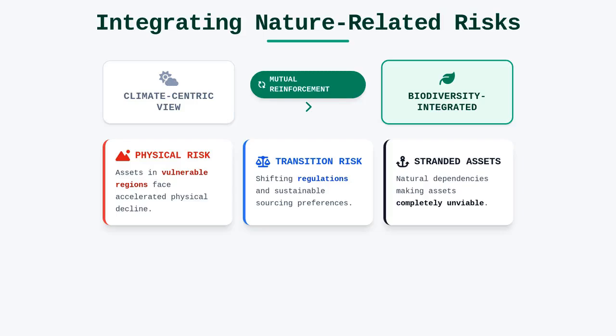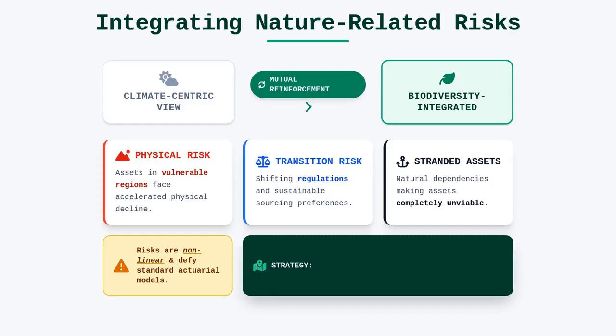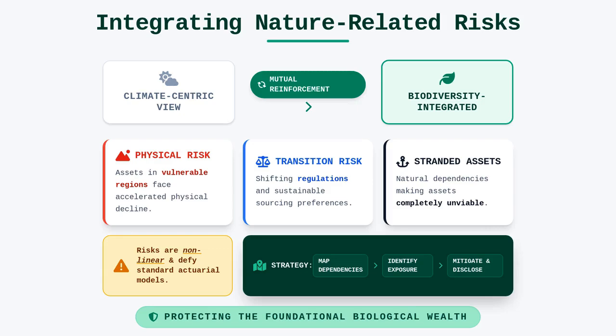The urgency of this evaluation stems from the fact that nature-related risks are often nonlinear and difficult to value using standard actuarial models developed for more stable environments. By mapping your organizational dependencies against the degradation of specific ecosystem services, you can identify where your exposure is highest and begin the necessary process of mitigation and disclosure. This analytical rigor ensures that you are not just managing surface-level climate outcomes, but are proactively protecting the foundational biological wealth upon which all long-term profitability depends.